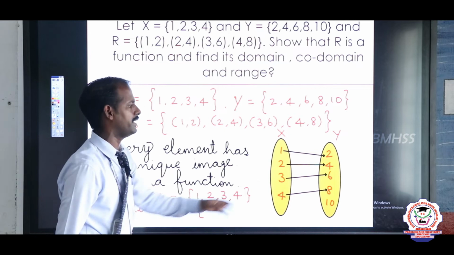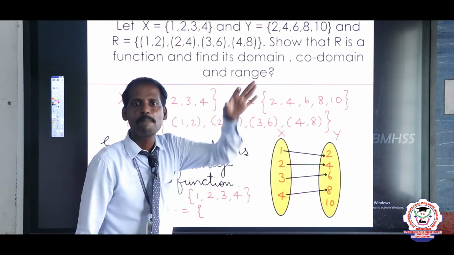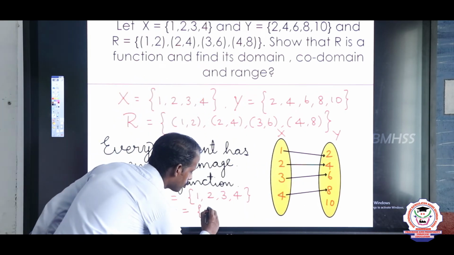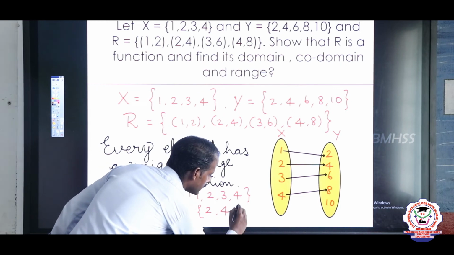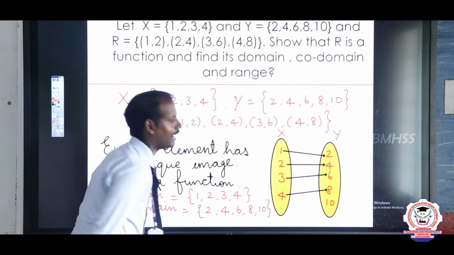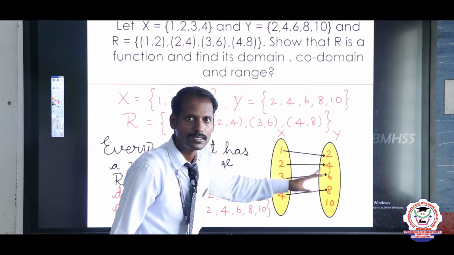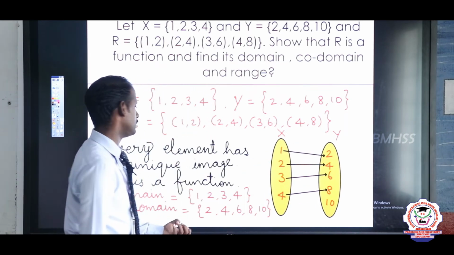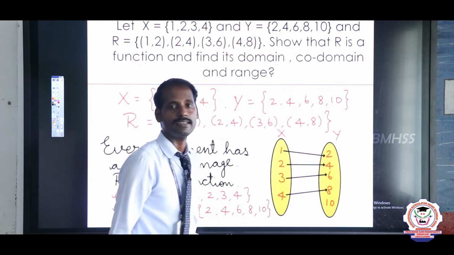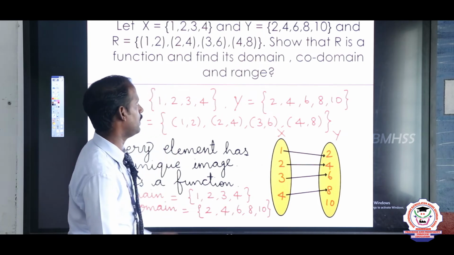Codomain. What is the codomain? Here all the elements of the Y set are called the codomain. So 2, 4, 6, 8, 10. So all the elements of the Y set are the codomain. So the codomain is completed. Even though 10 is not related to any element of set X, it is also in the codomain. So next one, range.